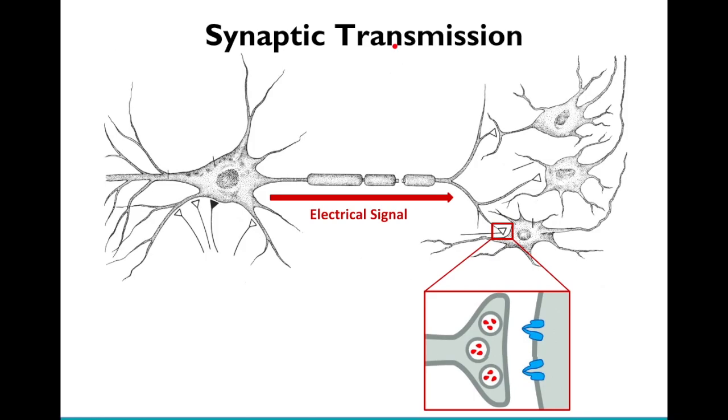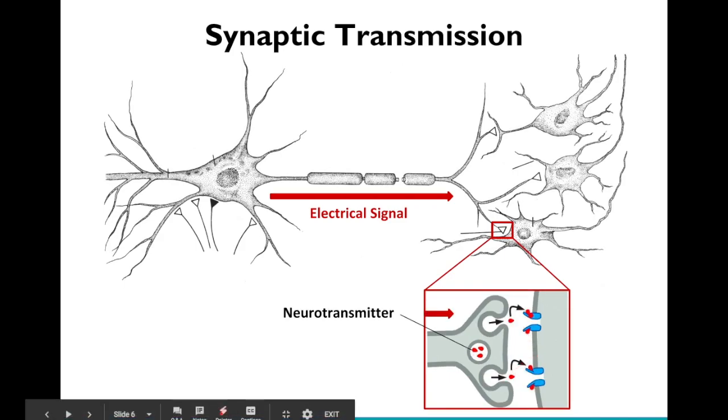Synaptic transmission is when neurons communicate to another neuron. During synaptic transmission, chemicals, these red dots, called neurotransmitters, are released from one neuron and they bind to receptor proteins, these blue dots here, on another neuron. These proteins are blue. So these are the chemicals. Neurotransmitters are the chemicals that communicate from one neuron to another.